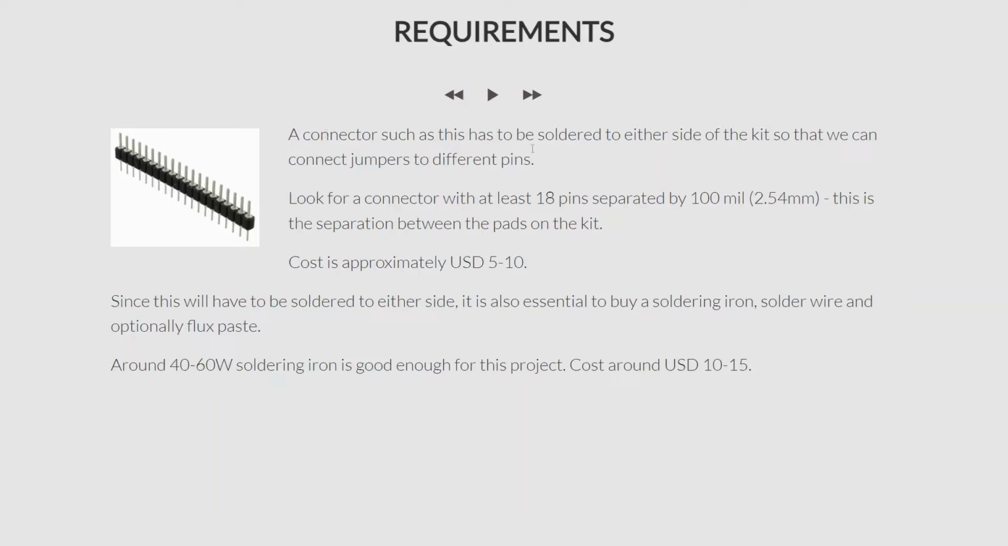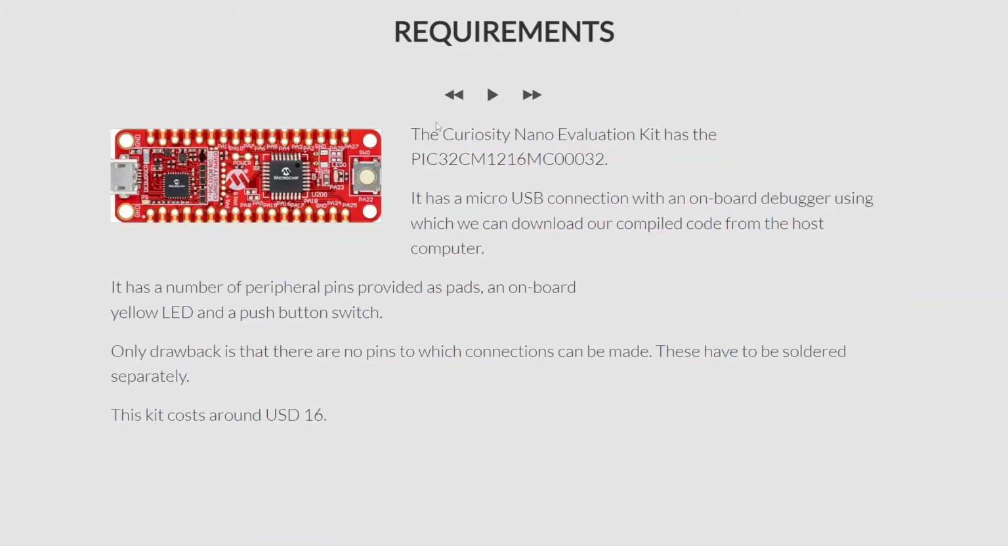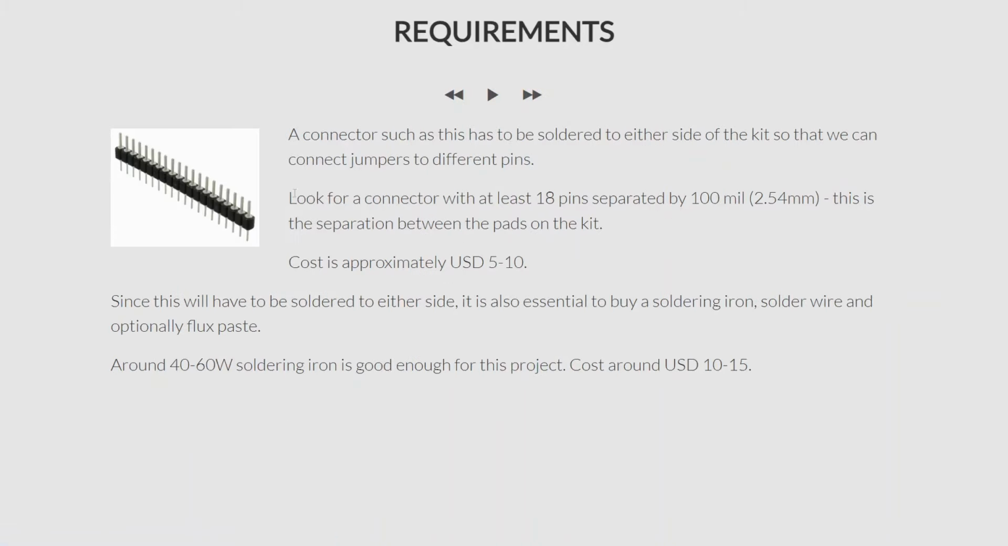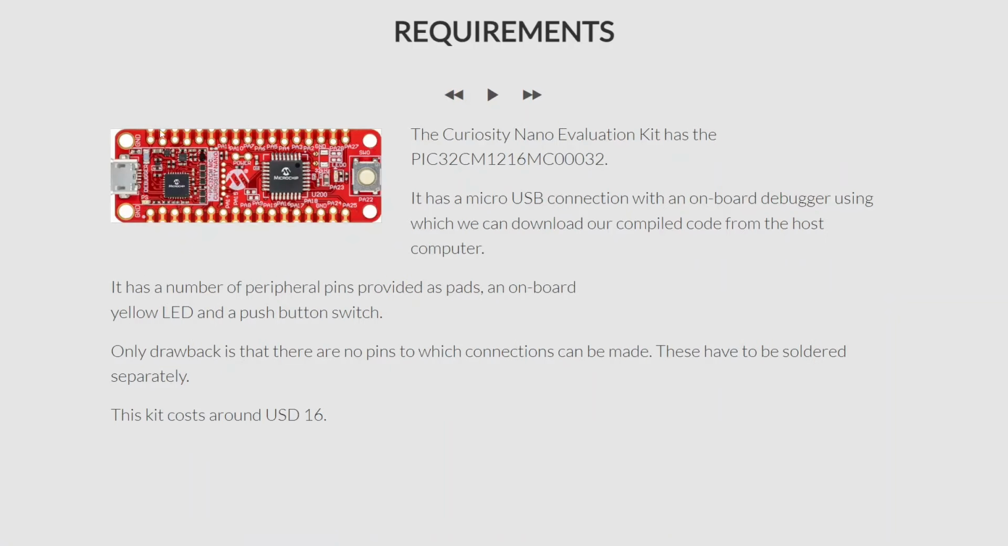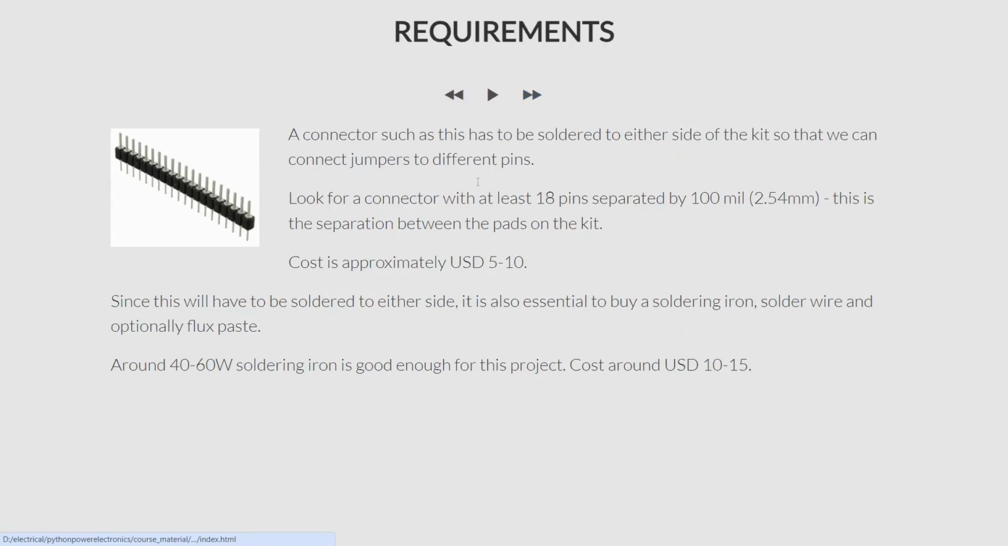This kind of connector can be soldered to either side of the kit so that we can then connect jumper cables to different pins. So you can buy 2 of these and solder them to either side. You can't solder them to these holes because remember, the holes are not aligned. You have to solder them to the sides, and with these we can now make connections to our microcontroller chip. So this is something that you can do.